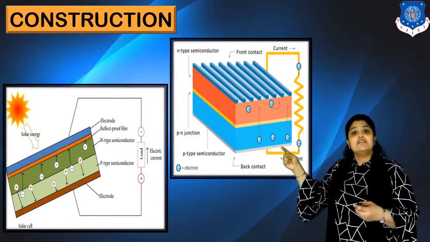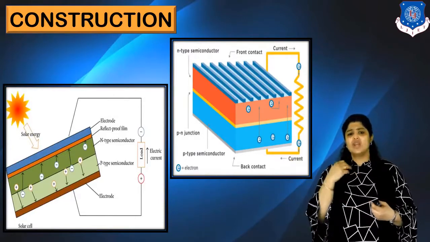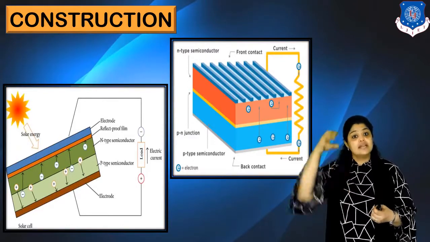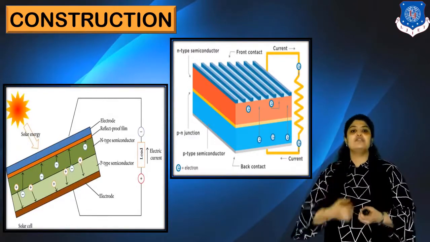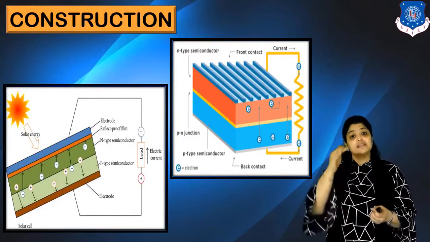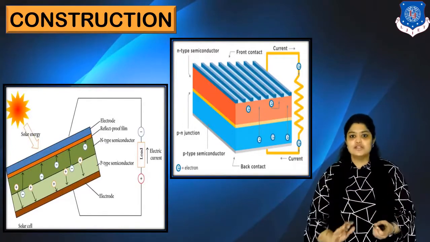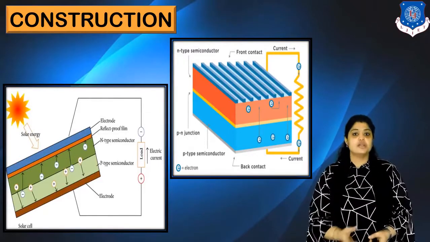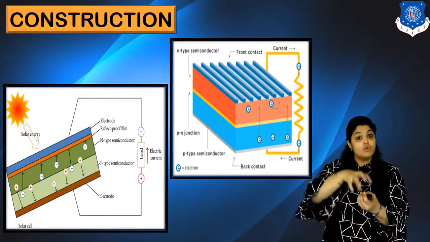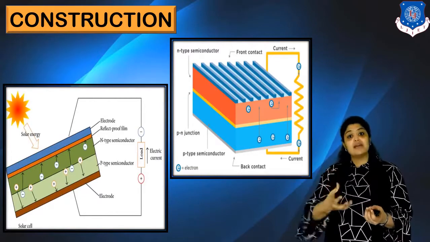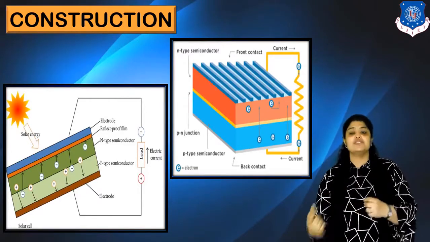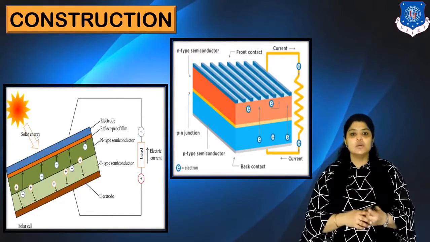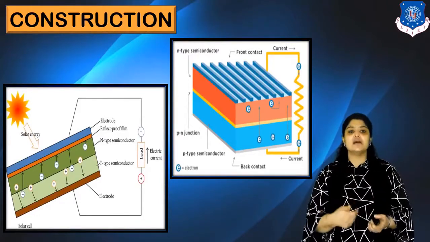Then there is an anti-reflecting coating done. What is the need of having an anti-reflecting coating? So that the incident light does not reflect. See, 0% reflection is not possible, but what we do is we minimize the reflection. Because if more of the incident light is reflected back, absorption would be less and the current generated would be less. So there is a layer of anti-reflection coating on the solar cell which increases the absorption capacity.